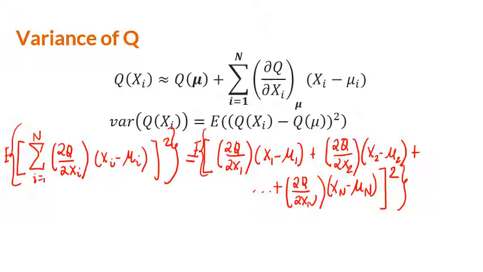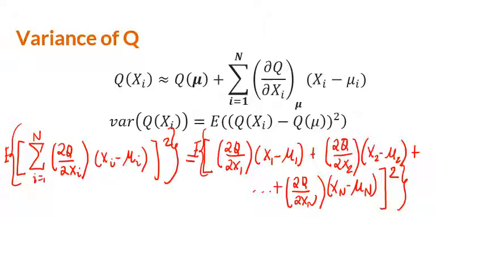Okay, so obviously magkakaroon tayo ng mga powers of 1 na term. So since in-square natin yung buong ito, meron kang partial q with respect to x1 squared times x1 minus mu1 squared, and then partial of q with respect to x2 times x2 minus mu2 quantity squared, and so on. At meron din tayong cross terms. So yung cross terms natin is yung partial q x1 times x1 minus mu1 times partial q x2 times x2 minus mu2, and so on. So marami tayong cross terms.